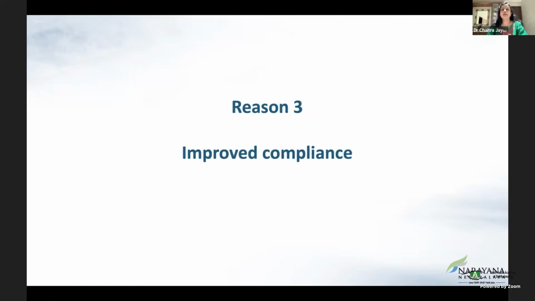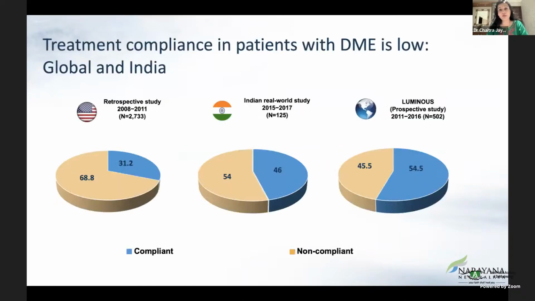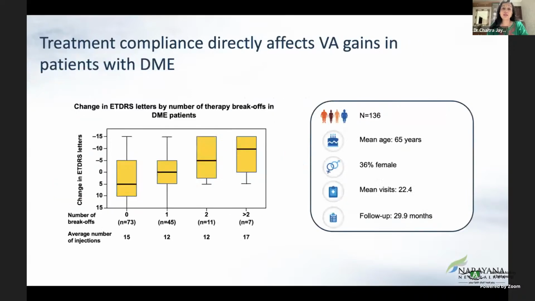We are also looking at compliance. We are looking at treatment burden. Patients can't afford visits every 4 weeks, scans every 4 weeks, consultation, and then of course treatment itself. So if we can improve compliance by giving more durability, it definitely works. Treatment compliance in patients with DME is rather low globally and in India as well. And there are real-world studies that have shown that a majority of our patients are non-compliant. And treatment compliance directly affects the visual acuity gains in patients with DME.